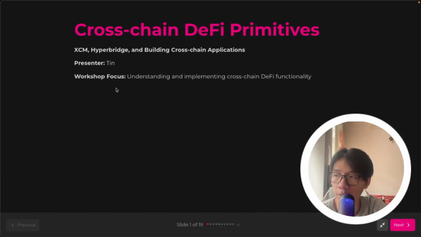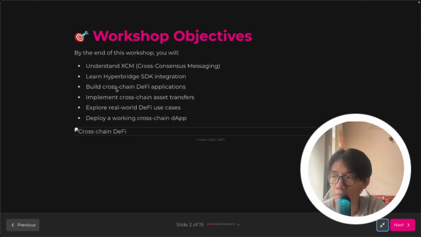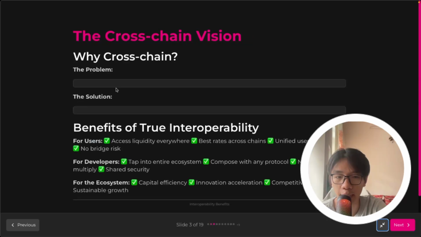Today we're going to discover cross-chain DeFi primitives on Polkadot Hubs, like how you can build cross-chain DeFi applications with XCM, Hyperbridge, and other tools like Bifrost. Now the workshop objectives are covered. By the end of the workshop, you will understand XCM, learn Hyperbridge SDK integrations, build cross-chain DeFi applications, implement cross-chain asset transfer, explore real-world DeFi use cases, and deploy working cross-chain apps.